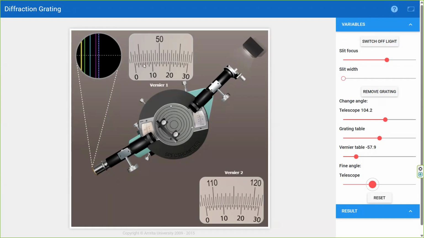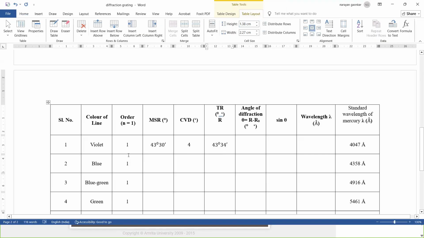And note the coinciding division exactly. If you observe it carefully, the coinciding division is 4. This is 0, 1, 2, 3, 4. Fourth division. Now I will note that reading. Now we can observe the MSR I have entered here is 43 degree 30 minute and CVD is 4. Therefore the total reading related to the violet line is 43 degree 34 minute. So 30 minutes plus 4 minutes, because CVD, that is least count, is 1 minute.